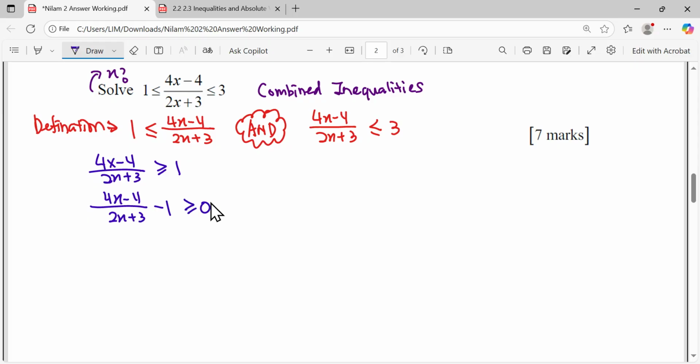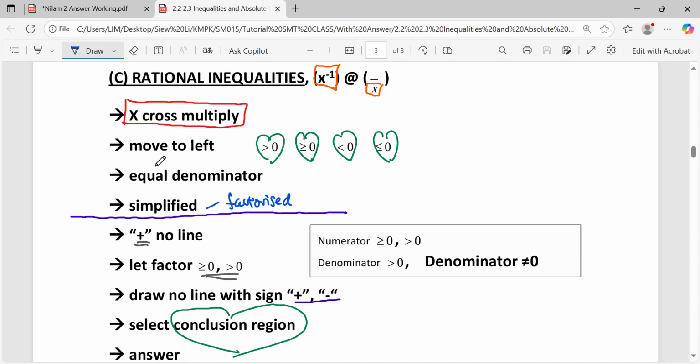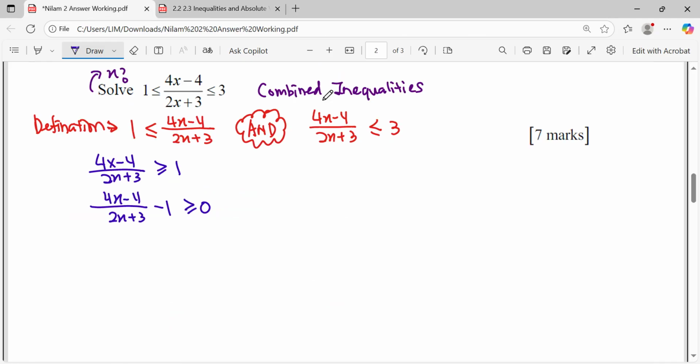That will be the correct pattern to solve these rational inequalities. We solve this one first, then we find the other one, then we combine back the answers. So what can we do? We get the same denominator, and we simplify until factorized form. Then we use the positive number line. Let your numerator be positive. Let your denominator be positive but not equal to 0. Be careful.